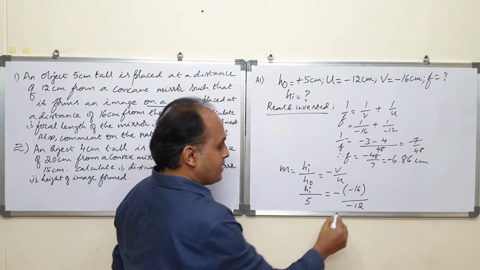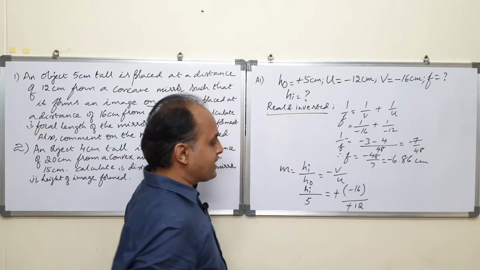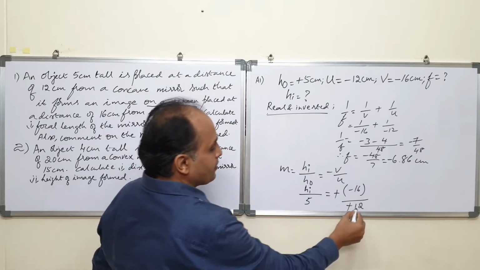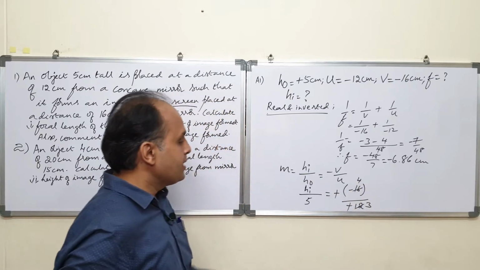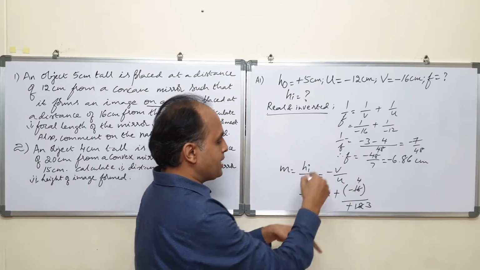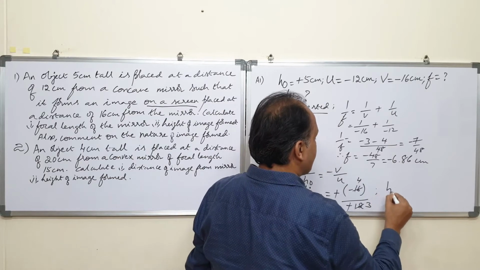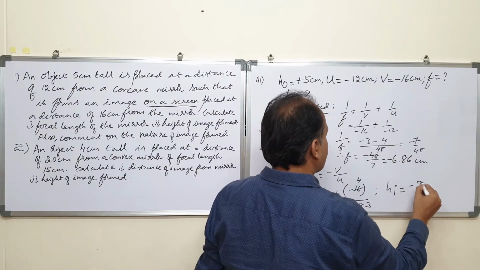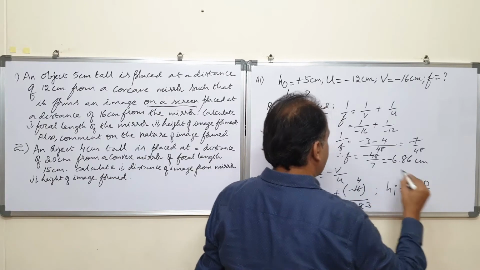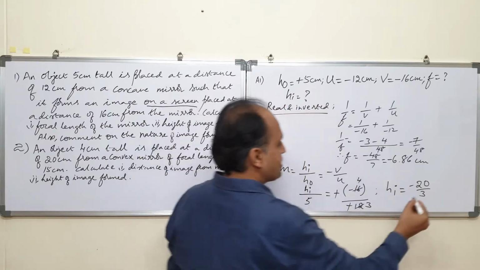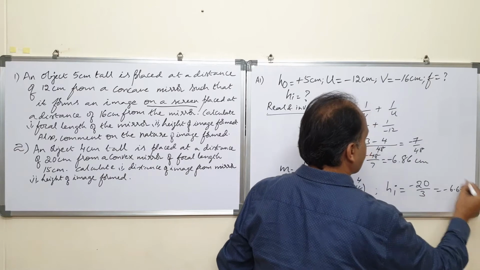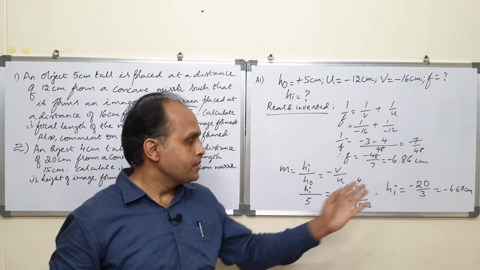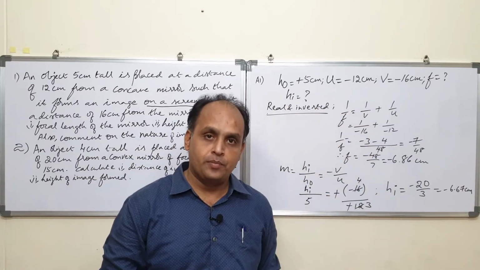Okay, and this minus and this minus get cancelled. 4 threes are 12, 4 fours are 16. So HI is equal to, cross multiply, HI is equal to minus 20 by 3, which is equal to minus 6.67 centimeters. This is the height of the image.